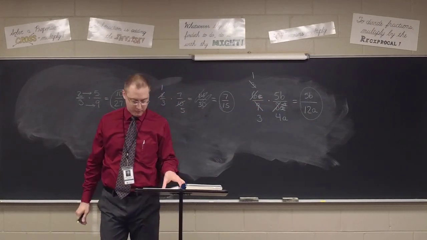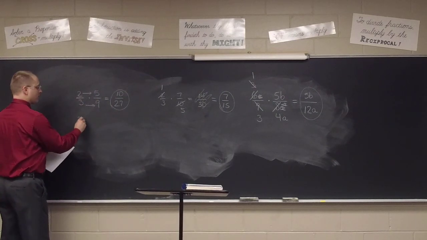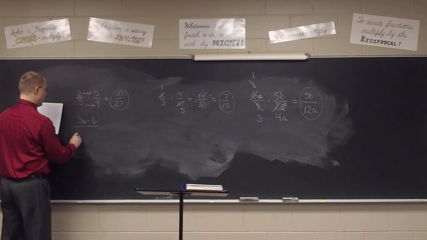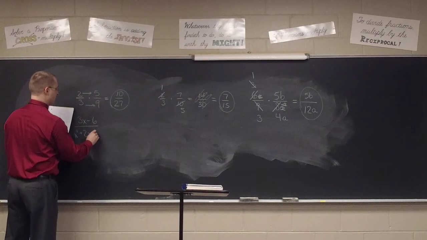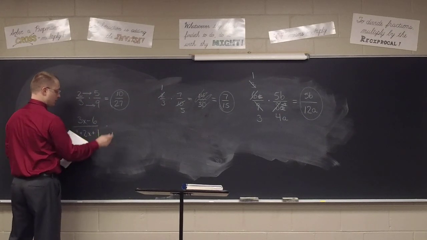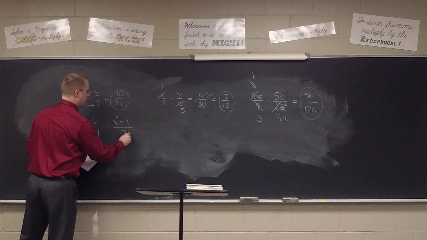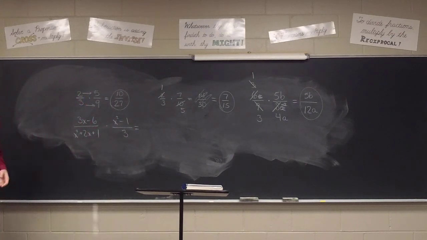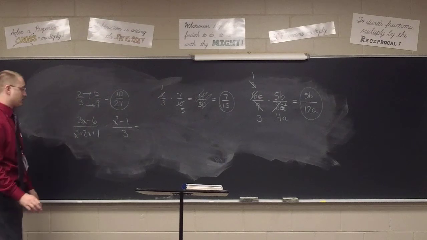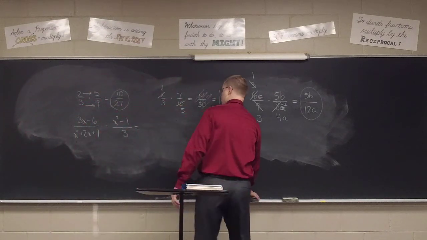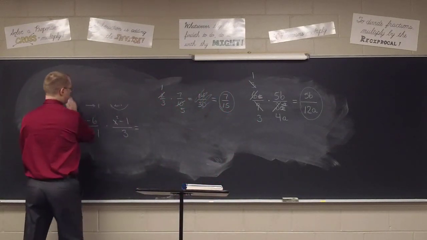Write this example down. 3x minus 6 over x squared plus 2x plus 1, times x squared minus 1 over 3. 3x minus 6 over x squared plus 2x plus 1, times x squared minus 1 over 3.